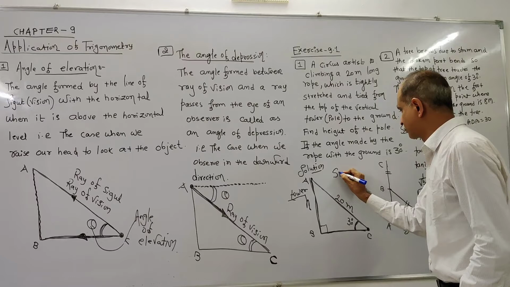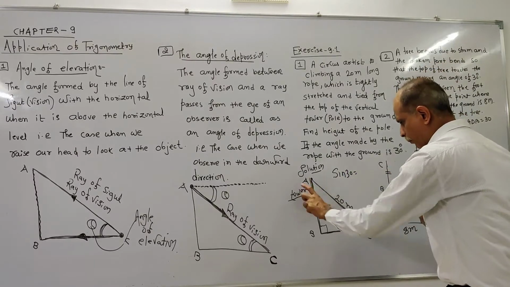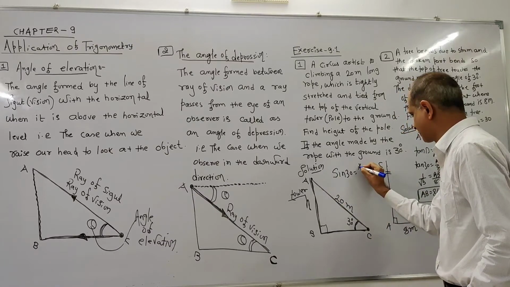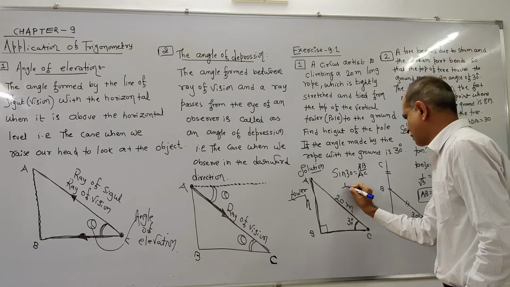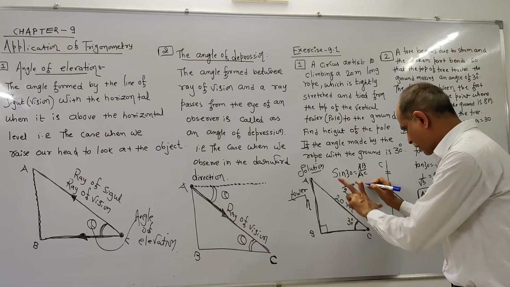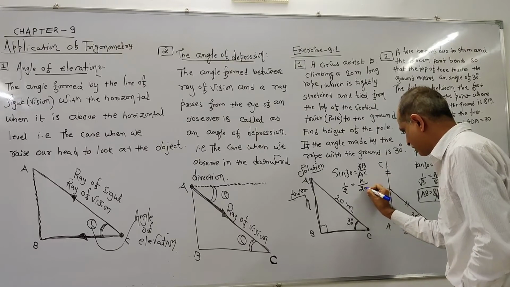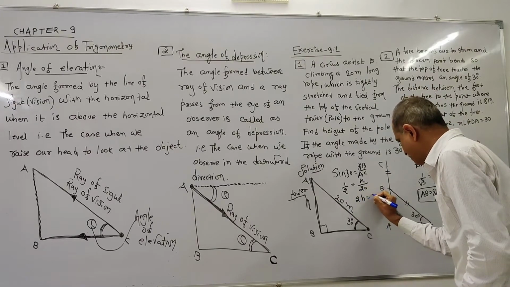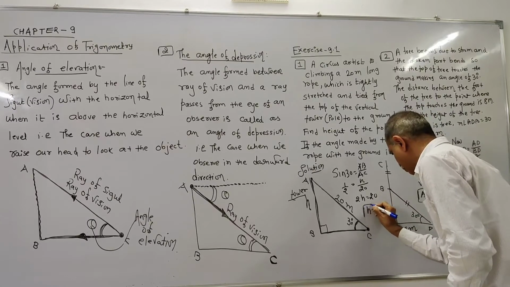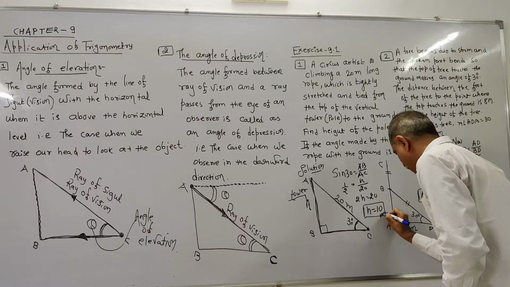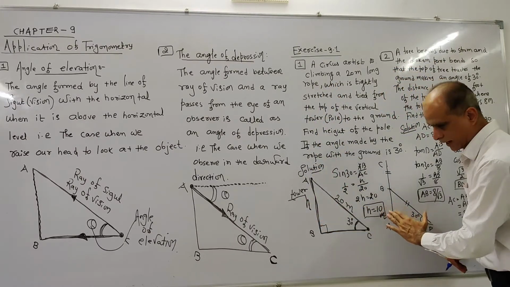So when you use sine 30, it means opposite upon hypotenuse, means AB upon AC. Sine 30 means 1 by 2. AB means h and AC means 20. So you can say 2h is equal to 20, and that's why h is equal to 10. So the height of the pole, or you can say tower, is 10 meters.